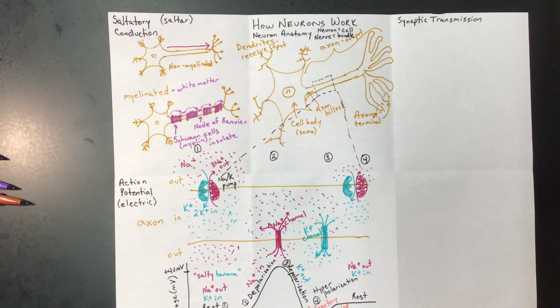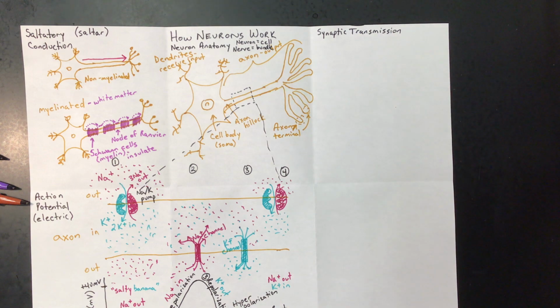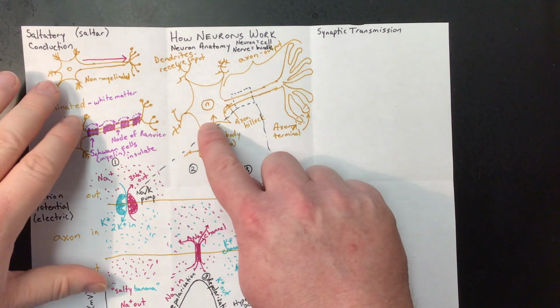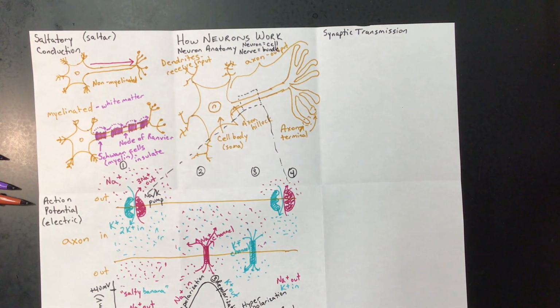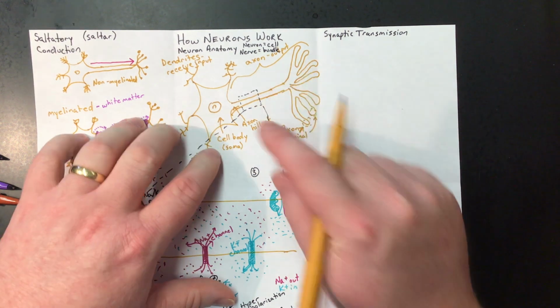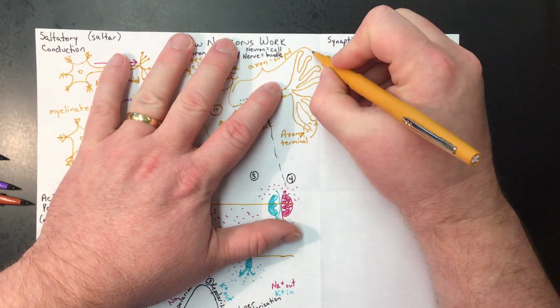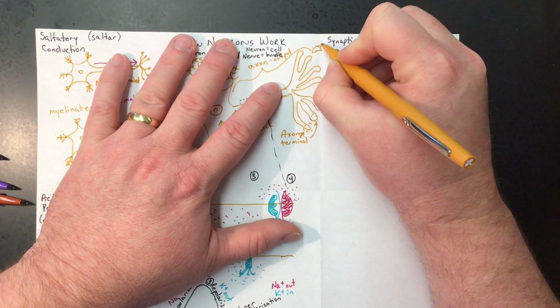Now, we've got one last part on here, and that part is synaptic transmission. I drew these axon terminals over here. So when an action potential gets to the end of the axon at those axon terminals, then what? Well, usually a neuron is attached to another neuron. So we can draw another neuron in here.